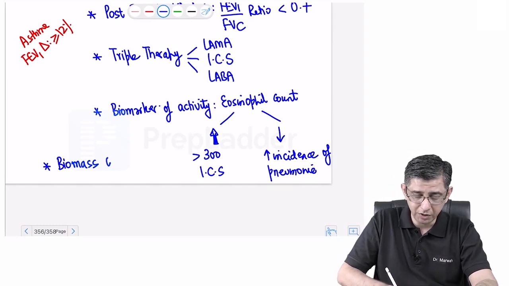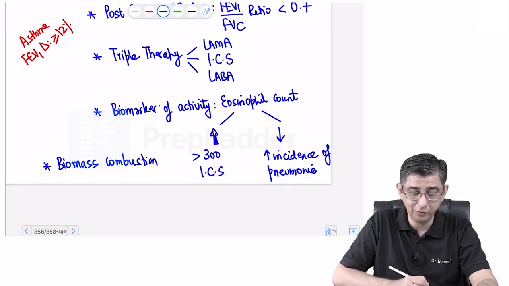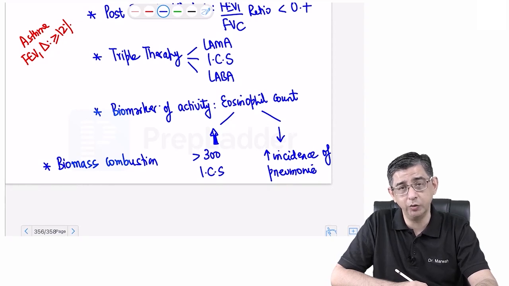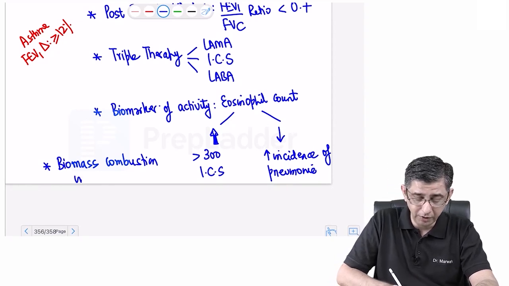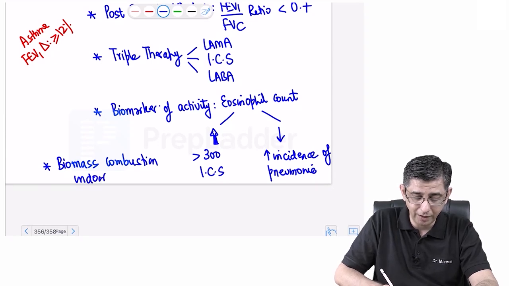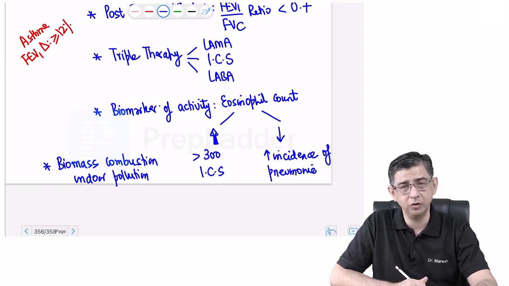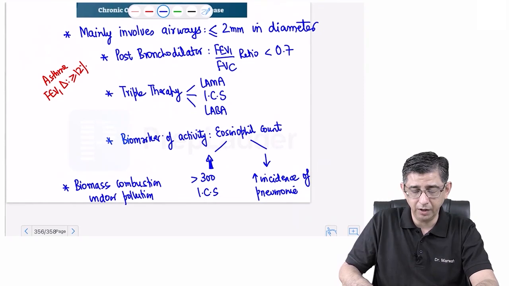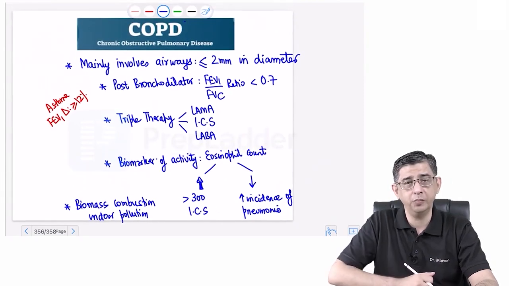So biomass combustion is a big problem in India from the perspective of the fact that this will contribute to significant indoor pollution, and this indoor pollution will then contribute to higher incidence of COPD, especially in women from rural India. The government, as I said, has taken initiatives to reduce the burden per se. So these are some baseline informations that I have mentioned for this topic of COPD.